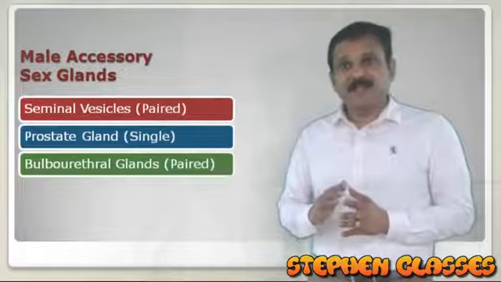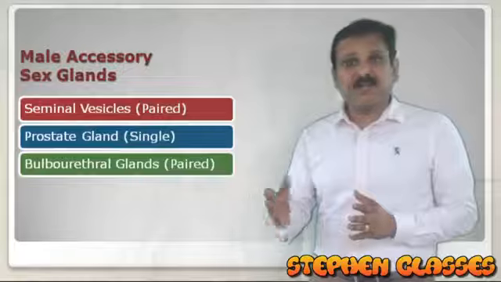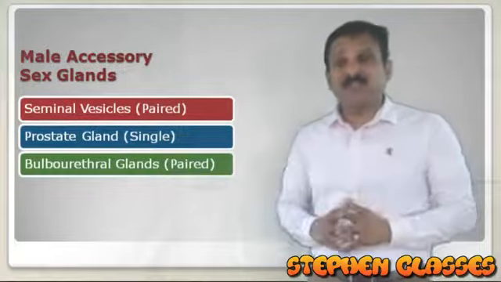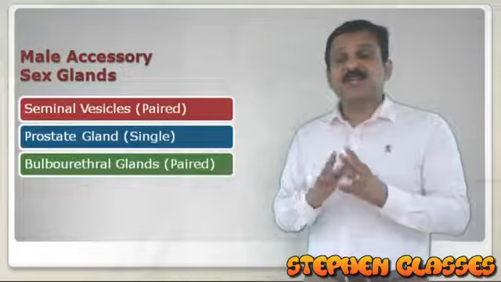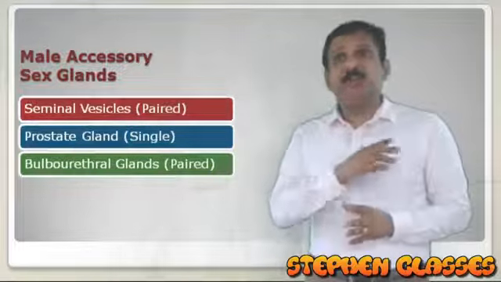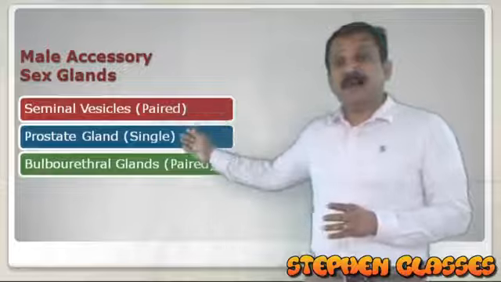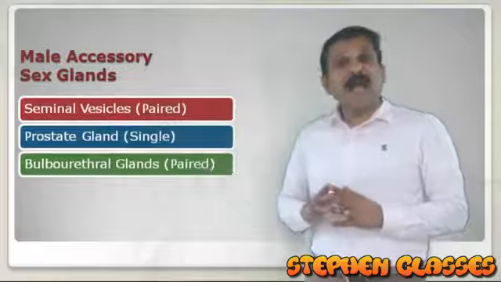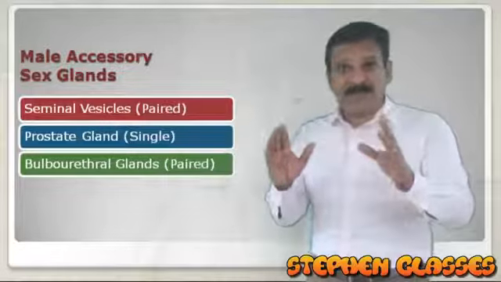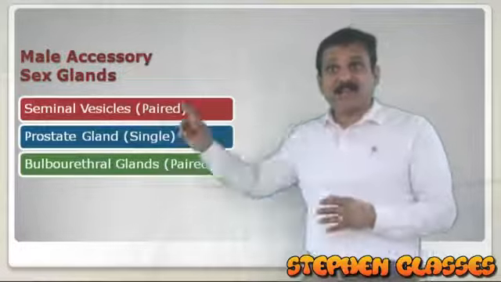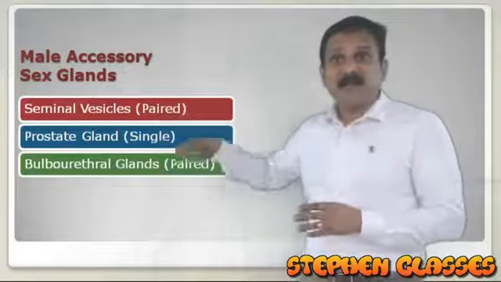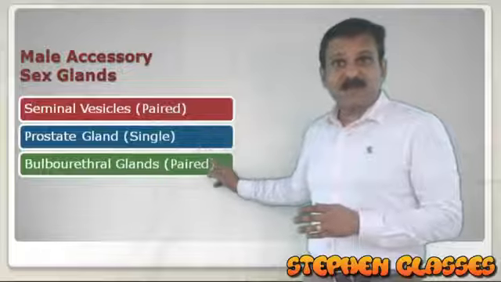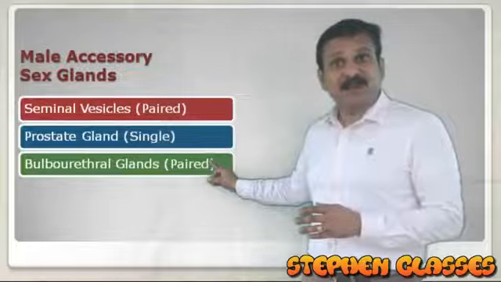Okay, so sperm cells are getting transported, they are getting nourishment, and also during the process of insemination, the penis or the external genitalia requires a lubricant. All these functions are done by secretions that are coming from accessory sex glands. So accessory sex glands are very important in the male reproductive system. So I repeat, what are the male accessory sex glands? Paired seminal vesicles, a single prostate gland, and also paired bulbourethral glands.